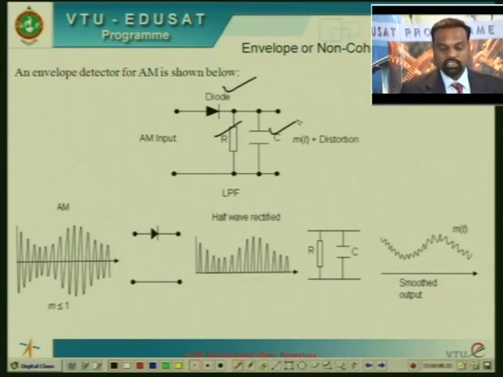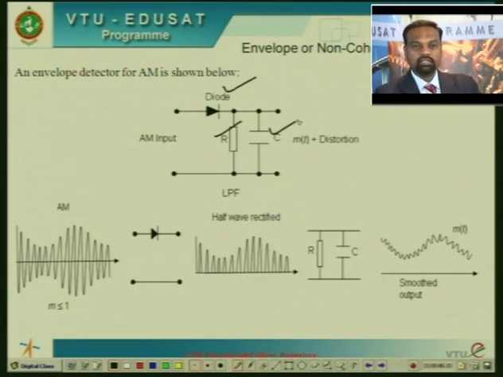So what we do at the receiver is, there are three important components. Let us summarize it. In an envelope detector, we have three components: the diode, resistor and the capacitor. All of them have been connected according to the circuit provided over here to make sure that we extract the message from the incoming modulated signal.